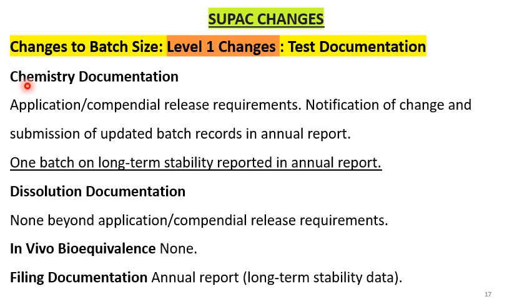Then what are the documentation required for level 1 changes? Chemistry documentation, application, compendial release requirement, notification of change and submission of updated batch records in the report. So here also CBE are required. One batch on long-term stability reported in the annual report. Dissolution is none beyond the application compendial release requirements. No in vivo bioequivalence study is required, and filing documentation is done in the annual report with long-term stability data.